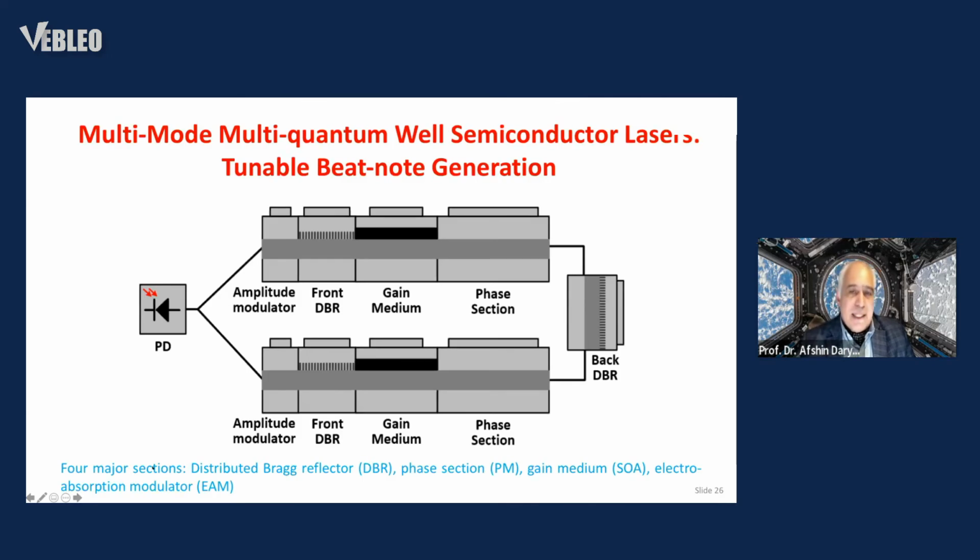So let me talk about the small size clock that we have developed using the indium phosphide-based laser implementation by taking advantage of the gain medium using the semiconductor optical amplifier, a phase modulation section to adjust the time delay through the cavity, and then building the cavity using the DBR, distributed Bragg reflectors, in the front as well as in the back. And what we have done is two identical lasers that are sharing the same back DBR section.